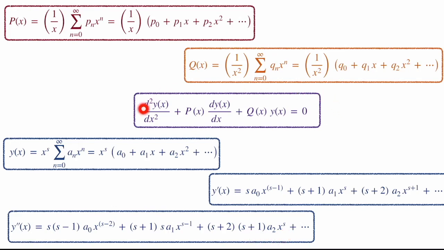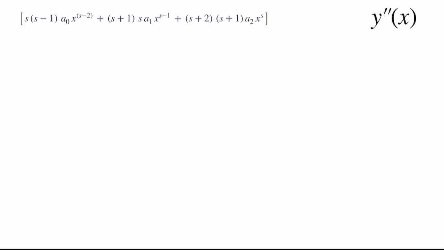This we have to substitute in this equation and collect the terms of the power x to the power n and set them to 0 so that the differential equation is satisfied. Let's collect all terms together.